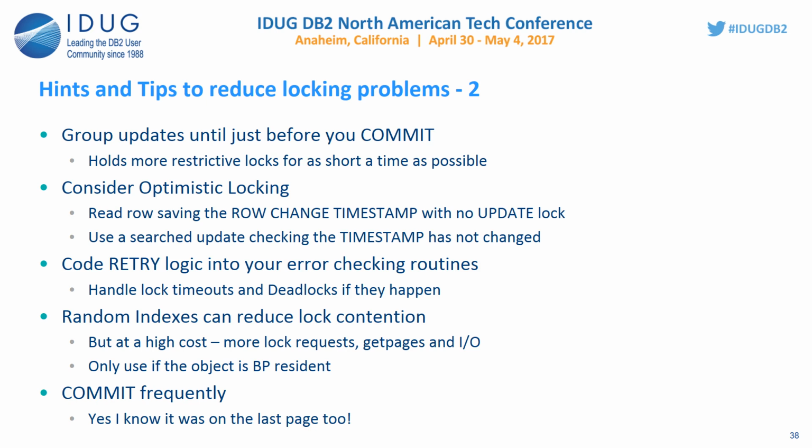Group updates till just before you commit. I see so many people updating 20 rows in a unit of work, and they update one row and then they do a whole bunch of other work and then update another row and a whole bunch of other work and update another row. Yeah. Do all your updates right at the end. That way you're holding the locks for as short a period as possible. Consider using optimistic locking, which we just covered.